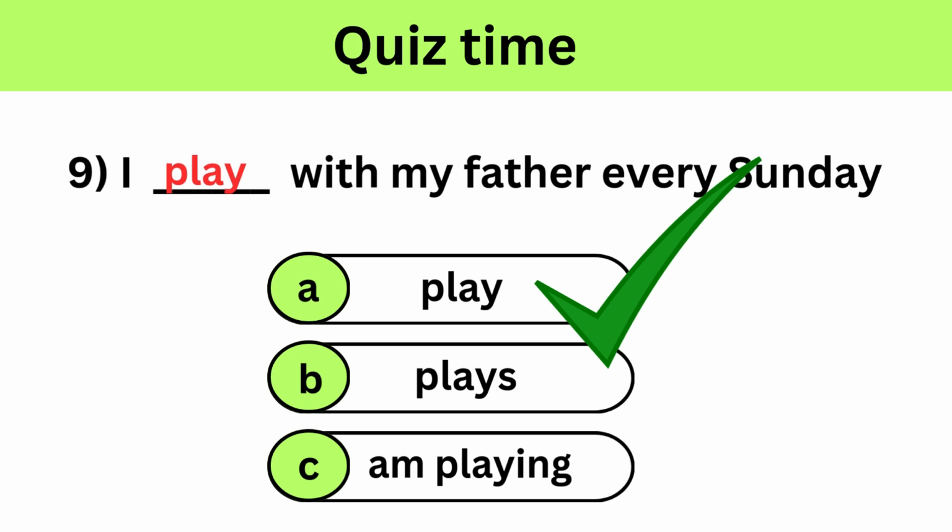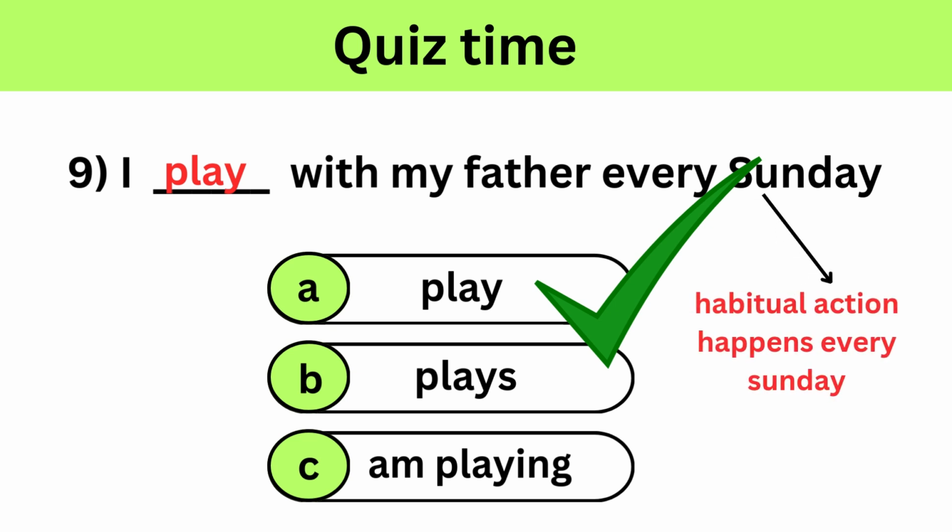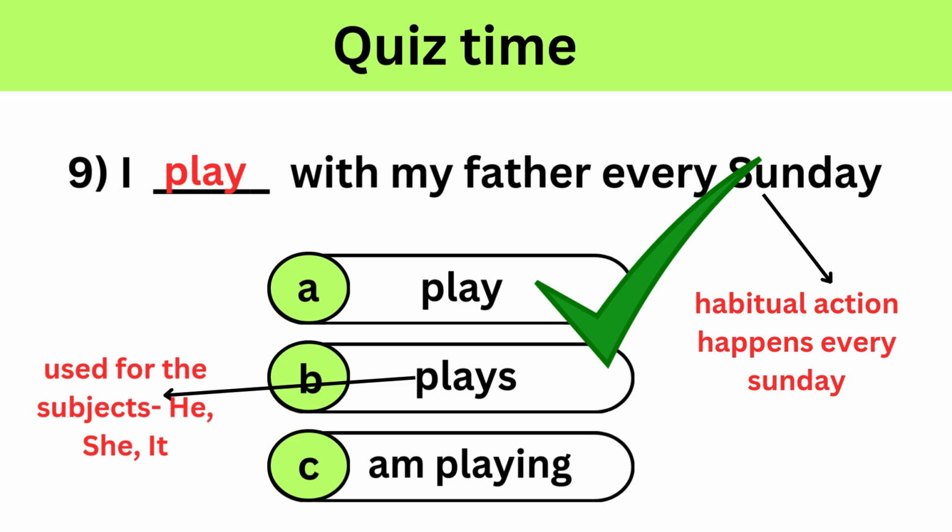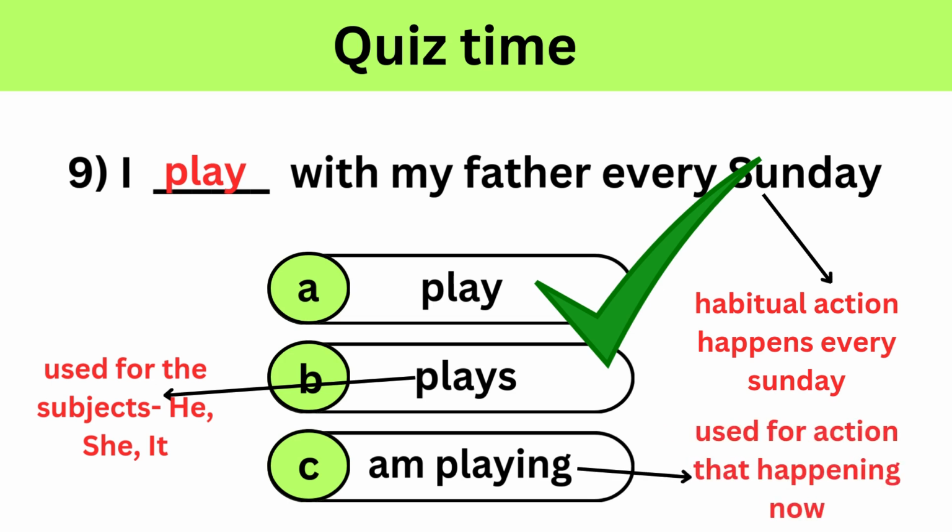Option A, play. I play with my father every Sunday. Here we use play because it is a habitual action that happens every Sunday, which is expressed using the simple present tense. We cannot use plays because the subject is I. For he, she, it, we use plays. Additionally, we cannot use am playing because that indicates an ongoing action happening right now, not a regular occurrence.